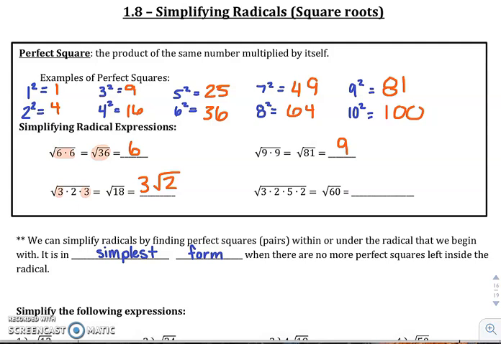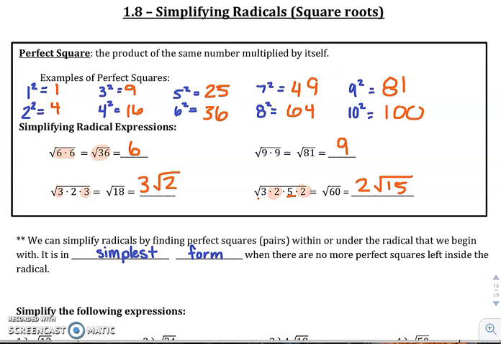So how about the square root of 60? The square root of 60 would be 3 times 2 times 5 times 2. A perfect square under there is going to be 2 times 2, 4 is the perfect square in there. So that 2 is what comes out, and the square root of 3 times 5, which is 15, stays underneath.